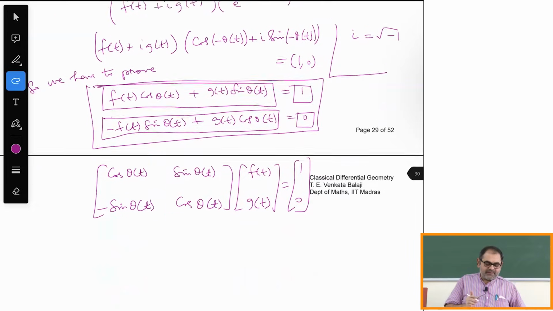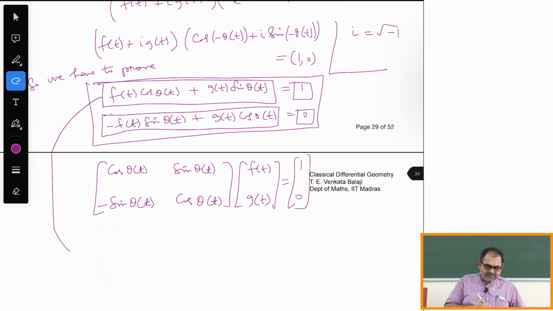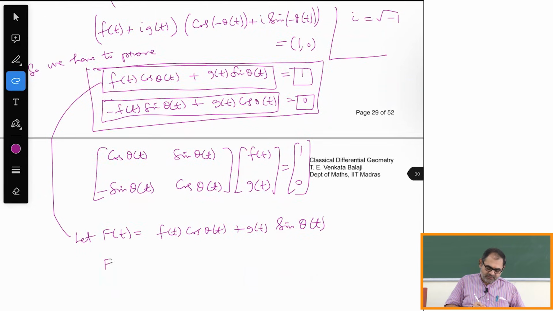So therefore what I am going to do is call this, let capital F(t) be this expression, f(t) cos θ(t) plus g(t) sin θ(t), okay? I want to show this is equal to 1. In particular, I want to show it's constant, so I will show its derivative is 0. So calculate F dot(t). What is the derivative of this?